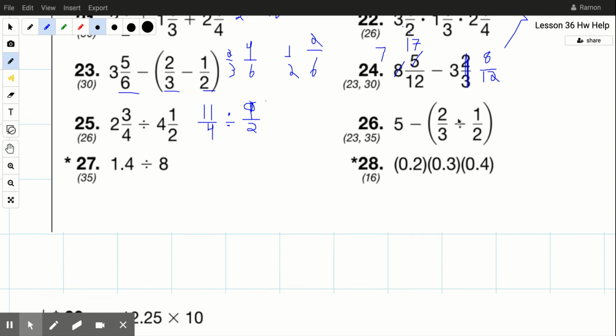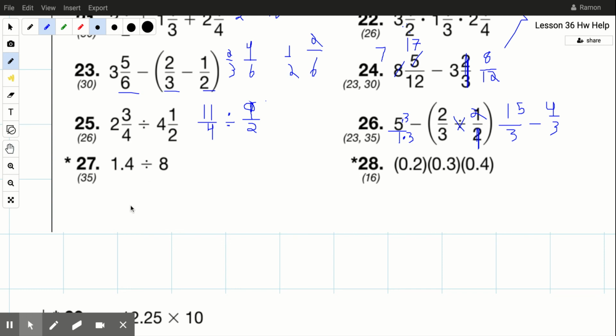again, change, reciprocate. We don't need to find any common denominators here. So it's going to be 2 over 1, which gives us 4/3. And so instead of 5, we're going to make it over 1. And we want to find a common denominator, which is 3. So you have 15/3 minus 4/3. And then you're going to subtract and then simplify if you can.